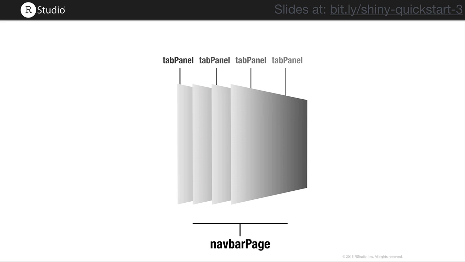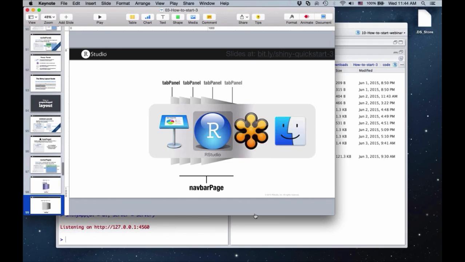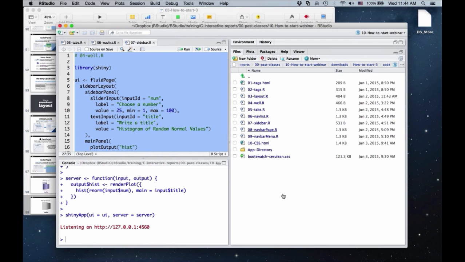It gives the appearance that your single app is a set of multiple web pages that the user can navigate back and forth with. And if we go back to our code folder, there's an example there which shows this off very well. Let's take a look at it. It is the navbar page example.